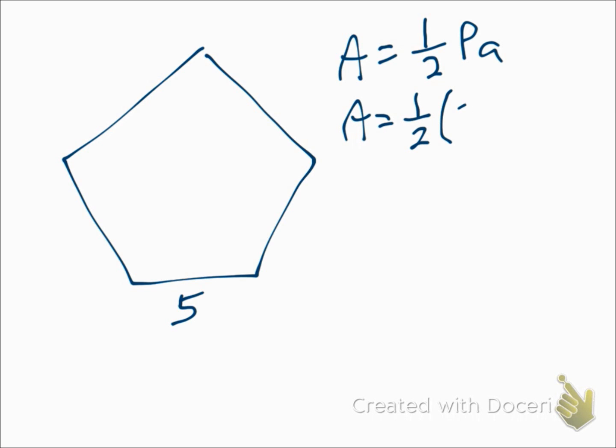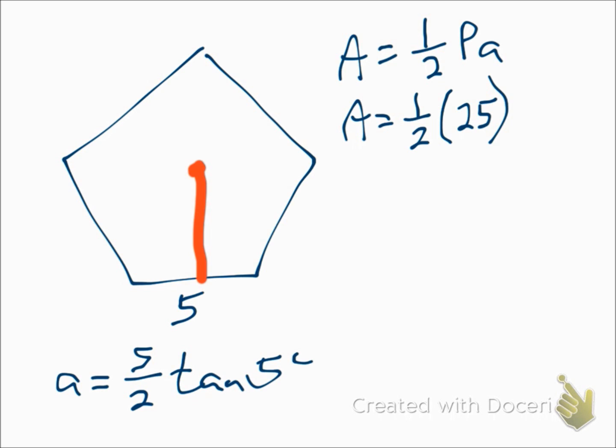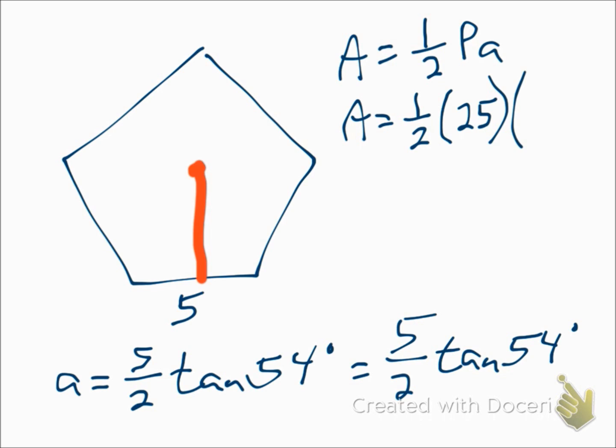Well, the perimeter is still 25. The apothem, remember, is the distance from the center to the edge. And if you get your apothem chart for a pentagon, the apothem is equal to half a side times the tangent of 54 degrees. A side on this one is 5, so we'll substitute 5 in for S. And that's what goes in for apothem. 5 halves times tangent 54 is 3.44 approximately. So that will be our apothem.